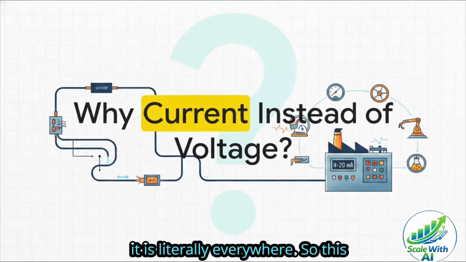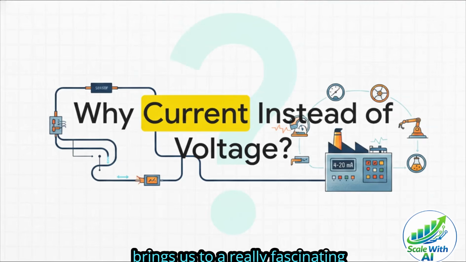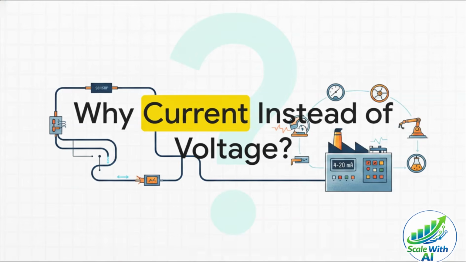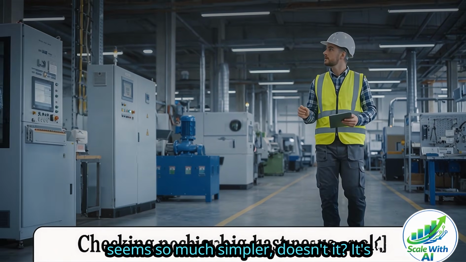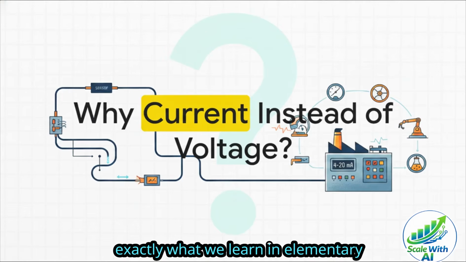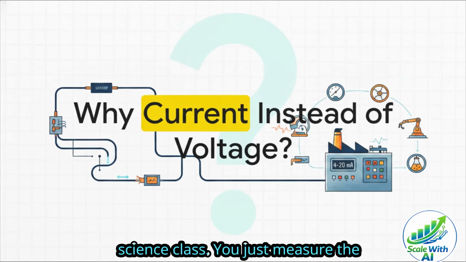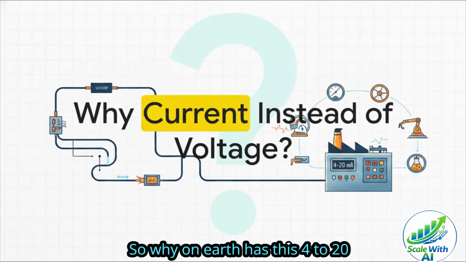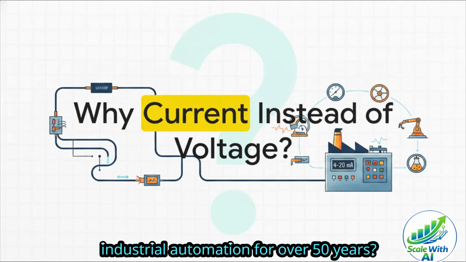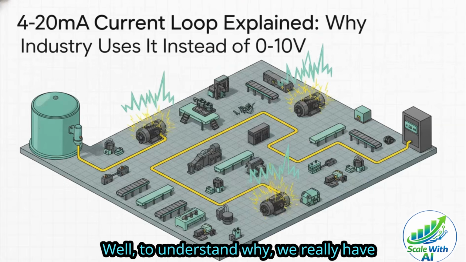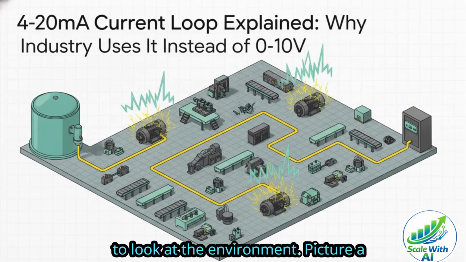So this brings us to a really fascinating mystery. Why current instead of voltage? At first glance, measuring voltage just seems so much simpler, doesn't it? It's exactly what we learn in elementary science class. You just measure the electrical pressure between 2 points. So why on earth has this 4 to 20 milliamp current standard remained the universal, undisputed backbone of industrial automation for over 50 years? Well, to understand why, we really have to look at the environment.